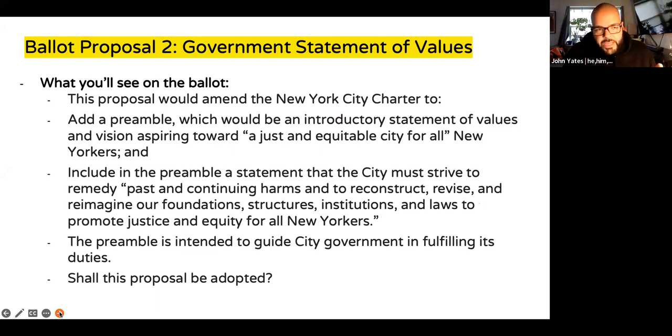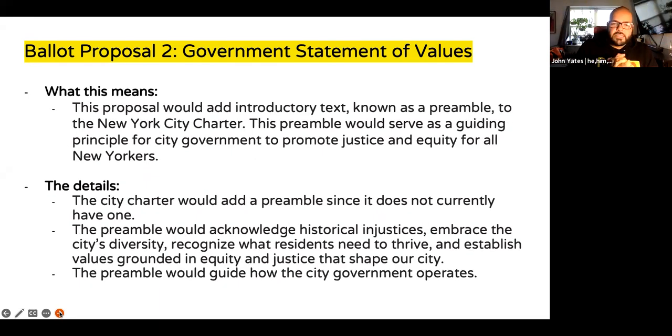But a breakdown of what it means and what the details are is that a charter is like our mission orders as a local government, right? When we think of the national mission orders, it's the Constitution of the United States, which talks about how the federal government is supposed to run. And states have their own constitutions. Cities don't really have their own constitutions because they are all part of the state, but they do have charters. And charters explain what the mission of the government of that city is supposed to do.